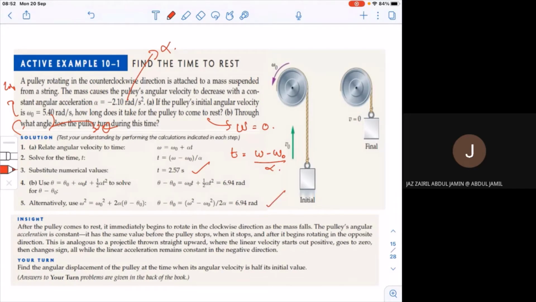The answer for part B doesn't show any indicator of what unit they want for theta. It's either revolutions or maybe radian. So the safest way to answer the problem is to put it in SI unit. The SI unit is radian, so just leave the answer in radian.